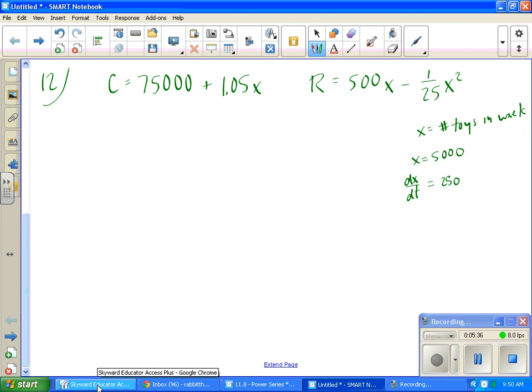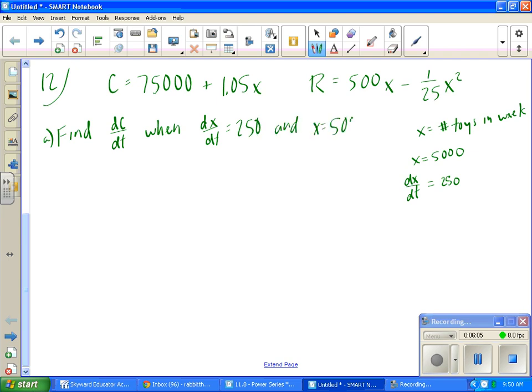Find the rate at which the cost is changing. So what is the rate at which the cost is changing? What would I have to do? I'm trying to find what? dc dt. So find dc dt when dx dt is 250 and x is equal to 5,000. Okay, so you know these two pieces here. You're trying to find dc dt.